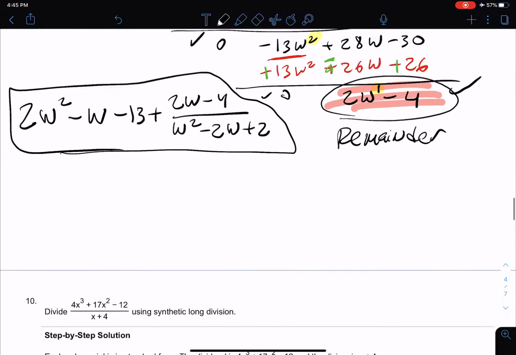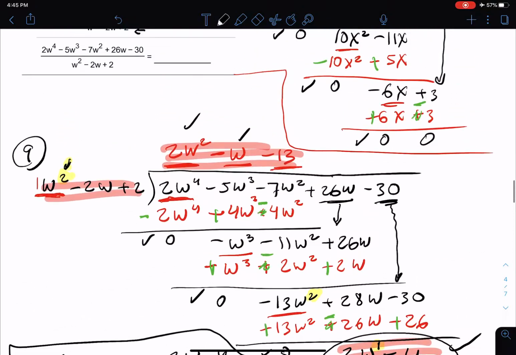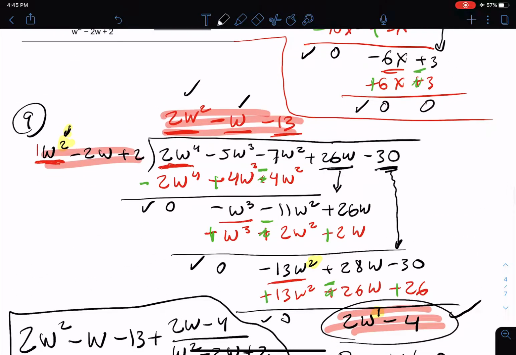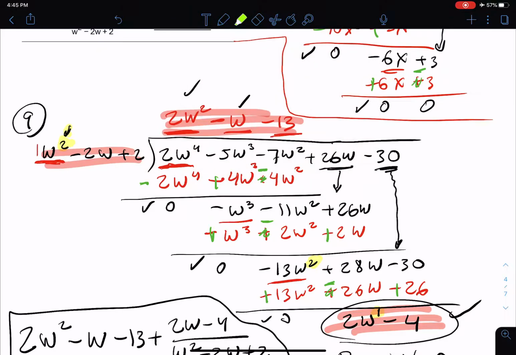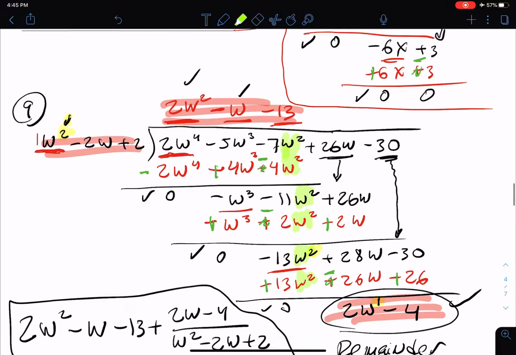What really happens with these problems is if you go back to this problem, you can see that there is a whole bunch of redundancy, things that happen over and over again, right? Because notice how many times I wrote w squared here, w squared, w squared, w squared. You know how many times I write w?